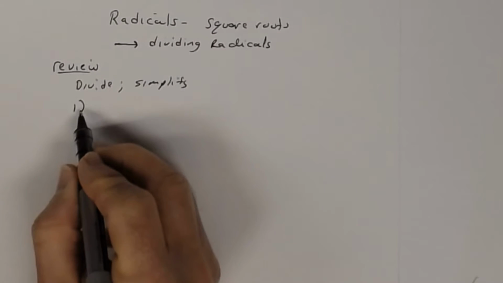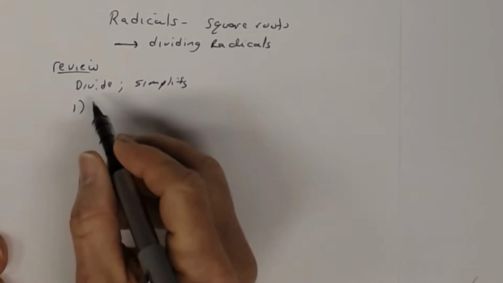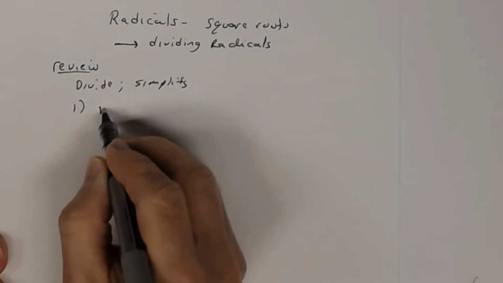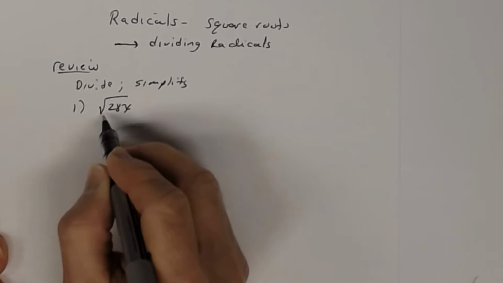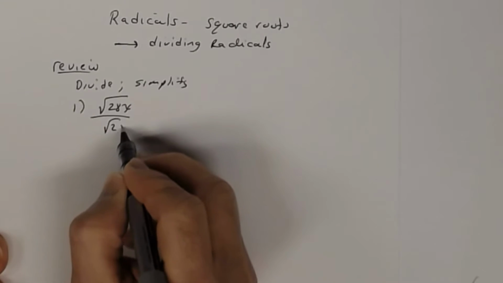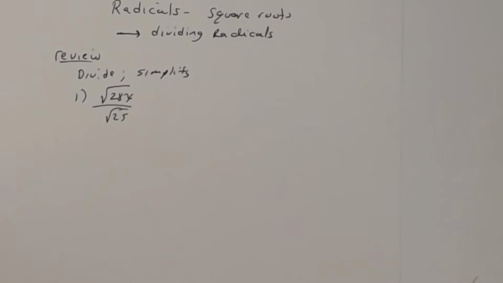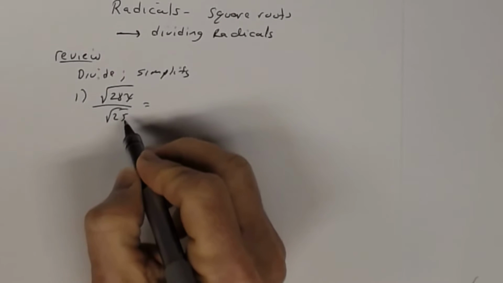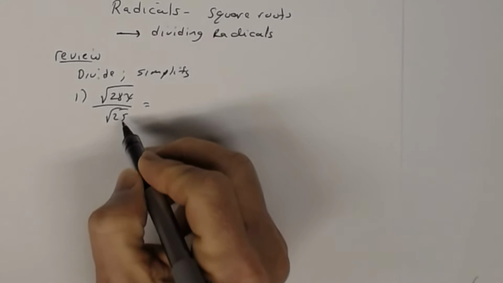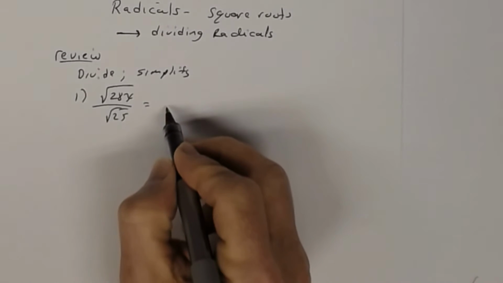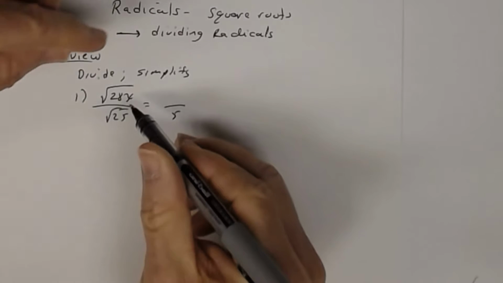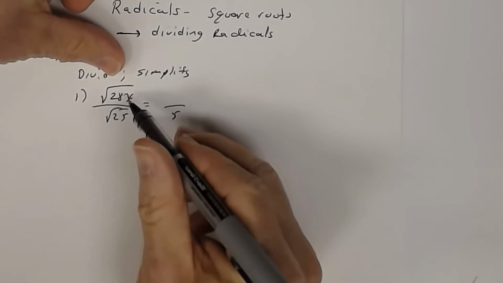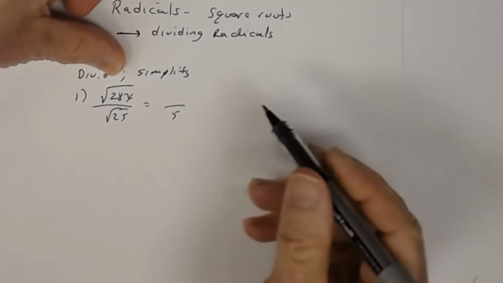So this is going to be our problem in terms of the review. Let's suppose we had the square root of 28x divided by the square root of 25. You had something like this in a previous lesson. If you look at the denominator, let's do the denominator first. The square root of 25, 25 is a perfect square, so the square root of 25 is 5. Now let's talk about the square root of 28x. So we're going to simplify this.